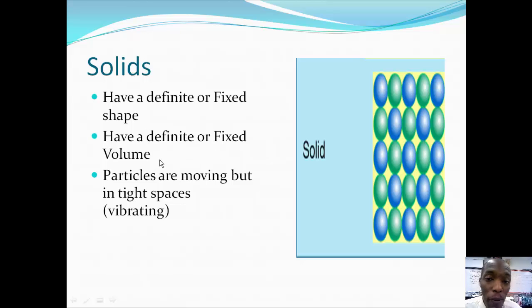And contrary to popular belief, solids are always moving. Solid particles are always moving, just like gas particles and liquid particles are always moving. No matter what, particles are continuously moving. But in solids, particles don't have a lot of space to move in. So what they do is they vibrate. They're constantly vibrating. Every point of matter that is a solid is constantly vibrating.